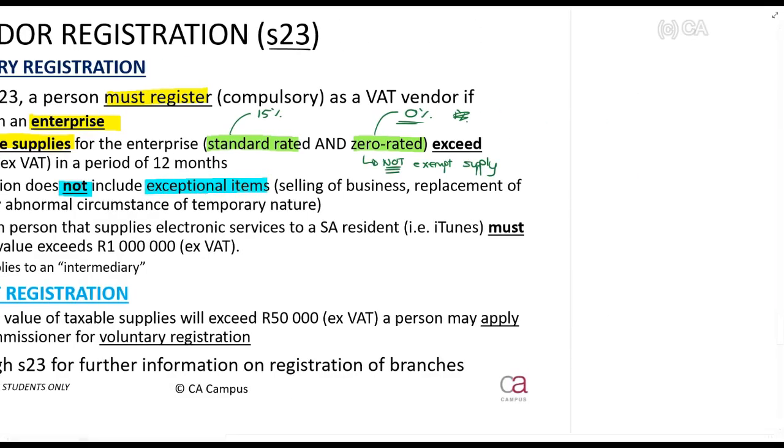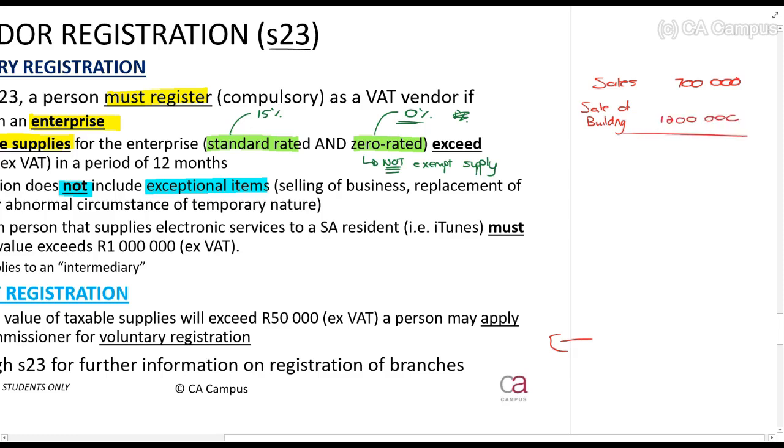Okay, so let me explain to you. Let's say you've got a business and your business every year makes 700,000 rands. That is not enough to register as a VAT vendor, to be forced to register. You can choose, which we'll see at the bottom, but you're not forced. So let's say you have sales of 700,000. Now you sell one of your buildings that you use, and you sell that for, let's say, 1.2 million rands. So now you've collected 1.9 million rands that year.